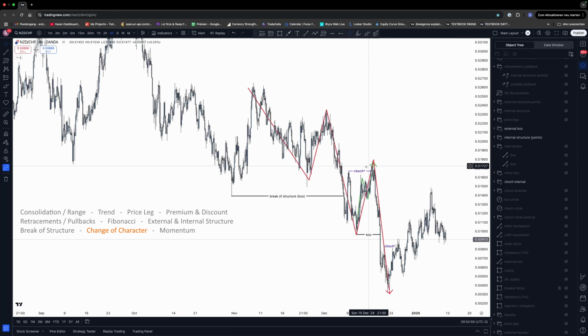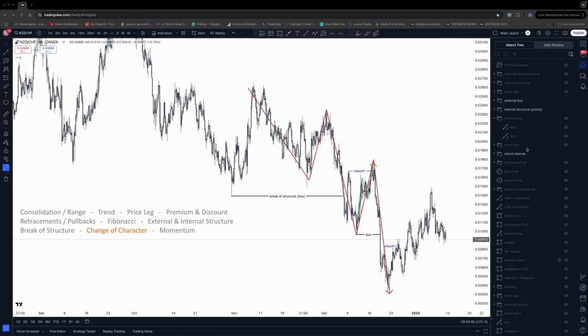So we can see here one example and down here another. This is where we flip bullish on internal structure. Therefore, this is called a change of character. So we flip from a bearish character to a bullish character internally. That's why this break of structure can also be called a change of character.